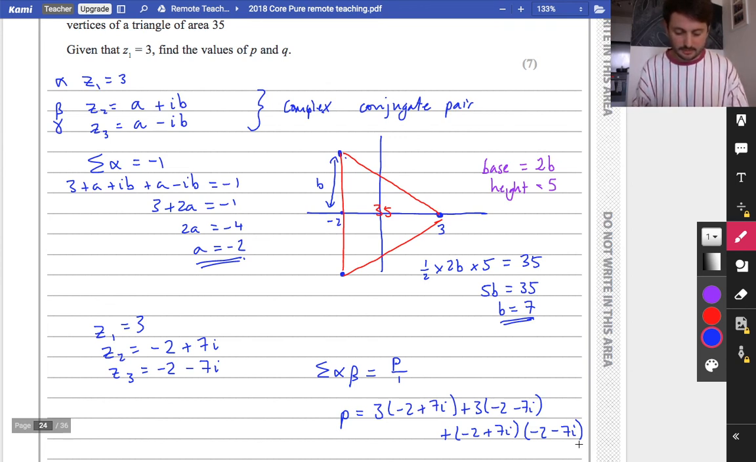And I'm going to do minus 2 minus 7i. I am going to send that to letter C. It might save me time, it might not. So now all I need to do is AB plus AC plus BC.